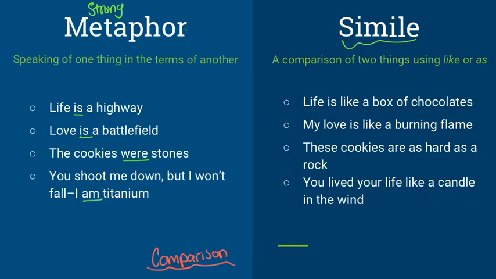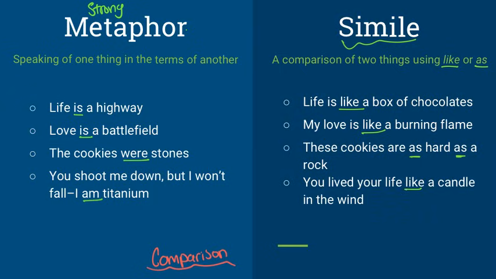And then we've got simile, of course, which we've practiced a little bit. It is the comparison of two things using like or as. So either one of those in order to get our point across. And then we've got life is like a box of chocolates. My love is like a burning flame. These cookies are as hard as a rock. You lived your life like a candle in the wind. Like a candle in the wind.